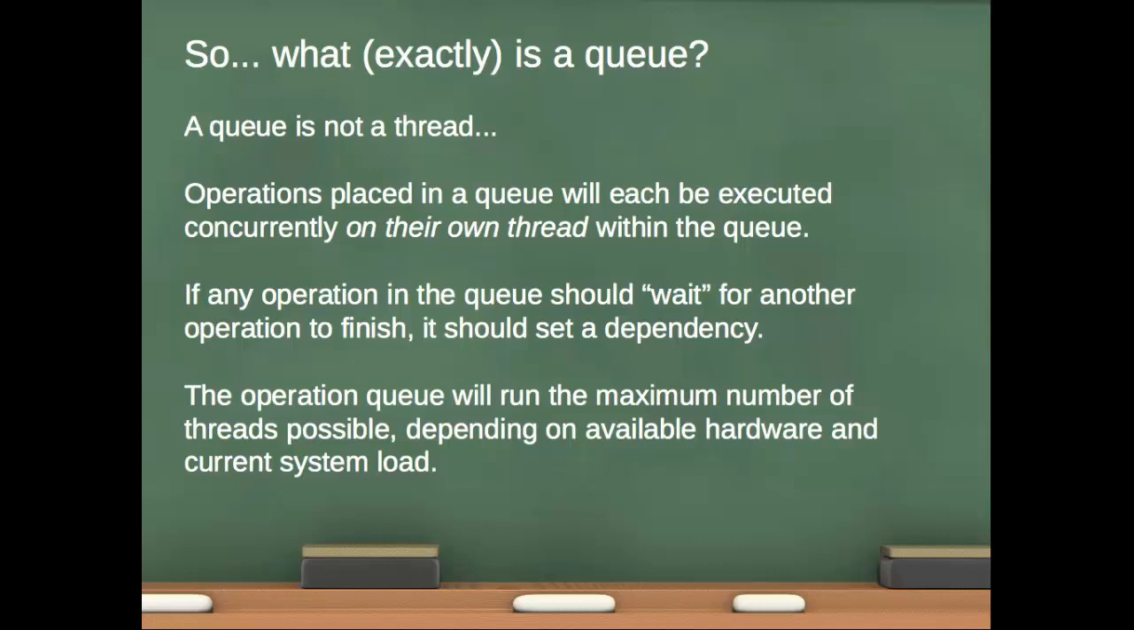So if we need a dependency, or if we need to wait for one operation to finish before another operation begins, we don't have a serial queue like we do in Grand Central Dispatch. So what can we do? We can set a dependency on that NSOperation to be dependent upon another operation to finish.